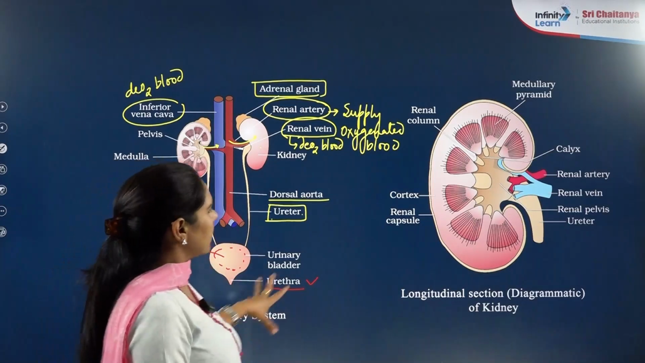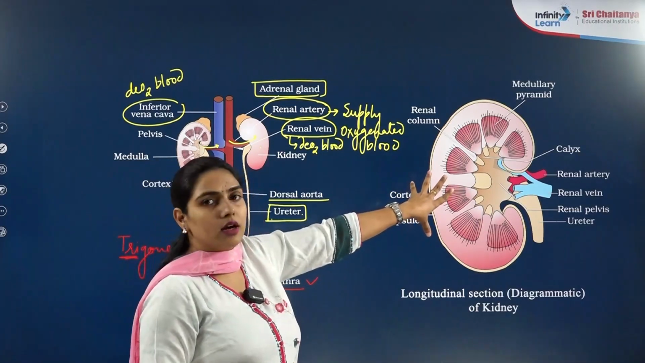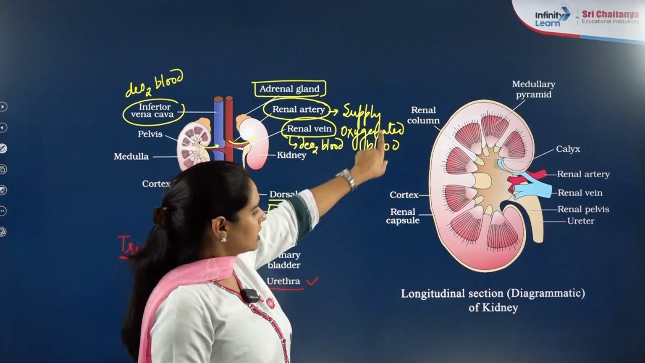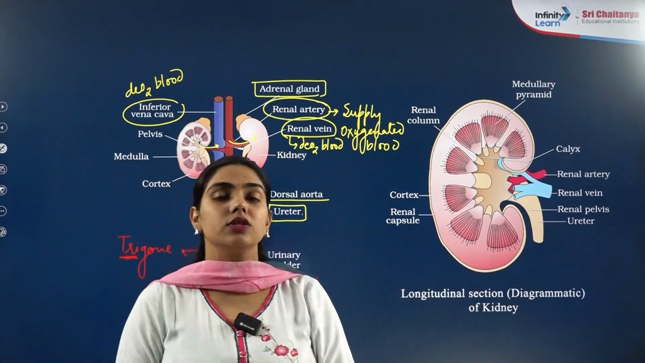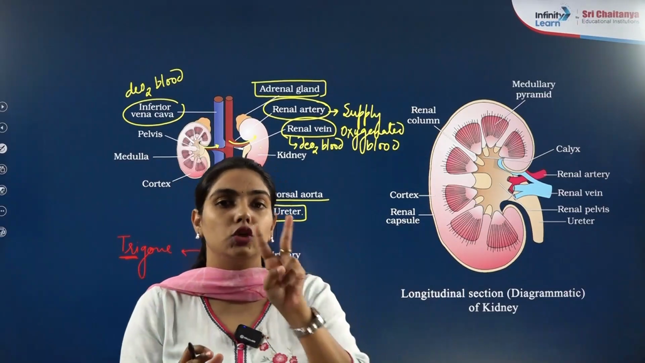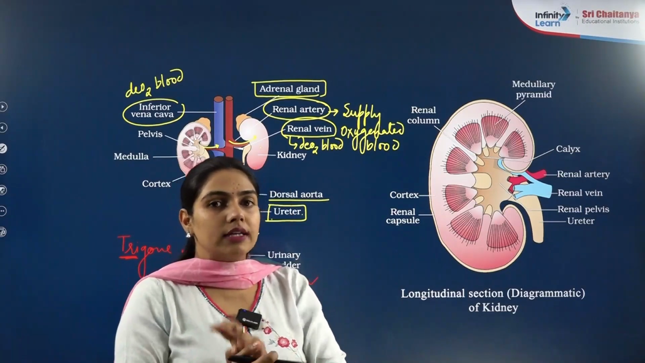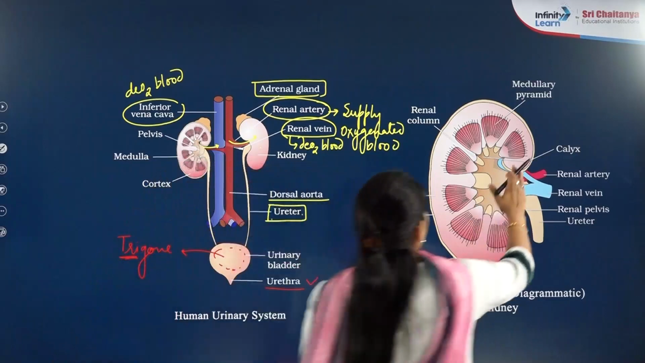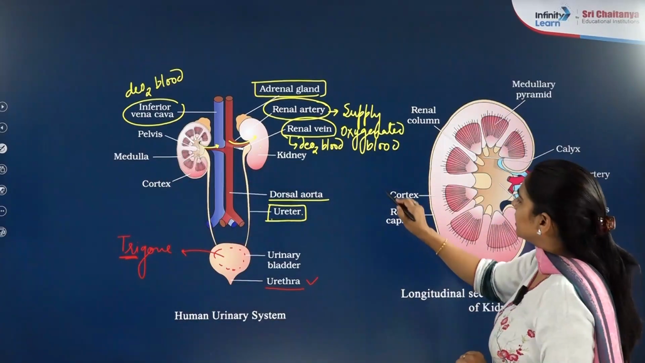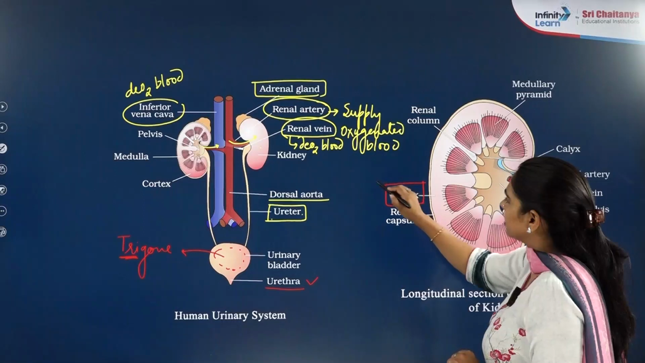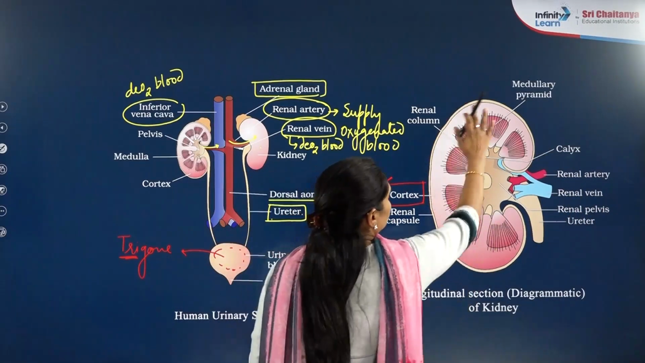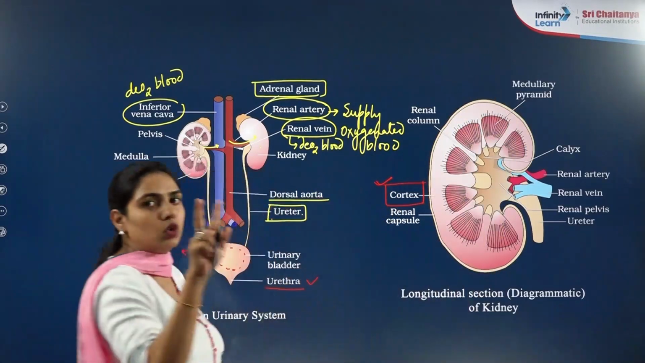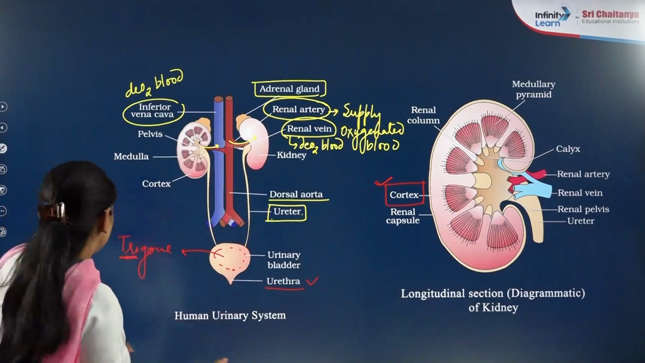So if you look at the kidney here on the other side, you can see another diagram which is a longitudinal section of the kidney. In this you can see inside the kidney there are two parts. How many parts? Two parts. The outer part is always known as cortex, right? The inner part is known as the medulla, right? So there are two parts, one is cortex and one is medulla.